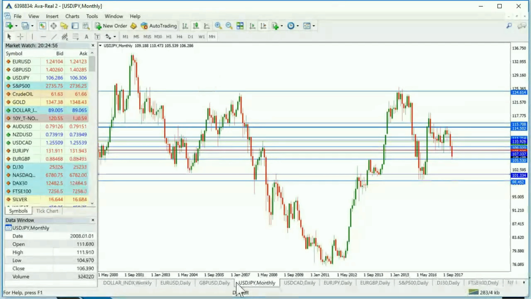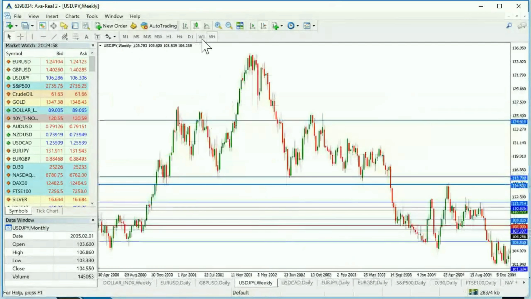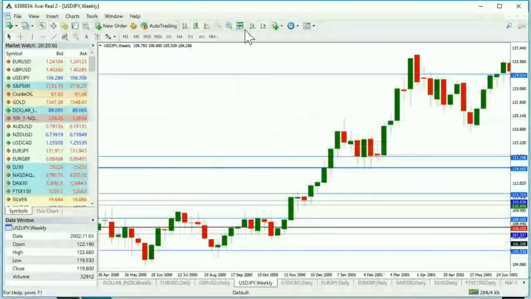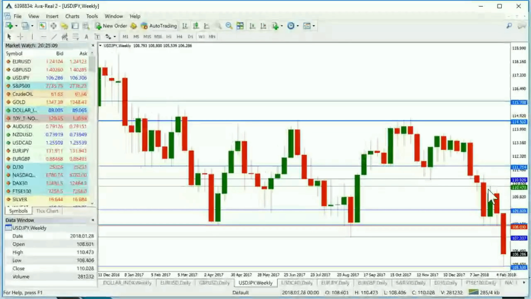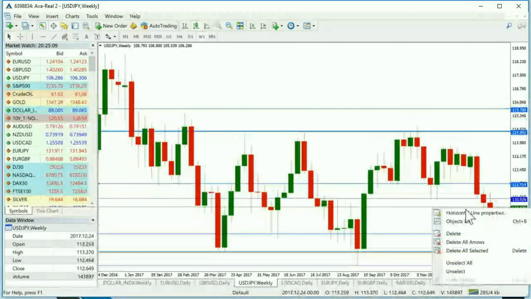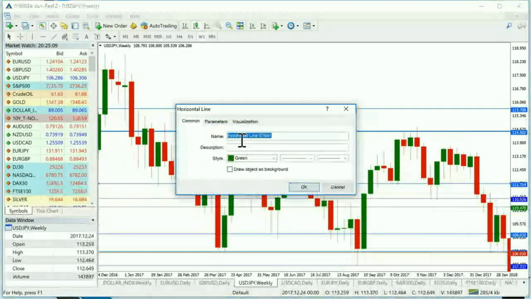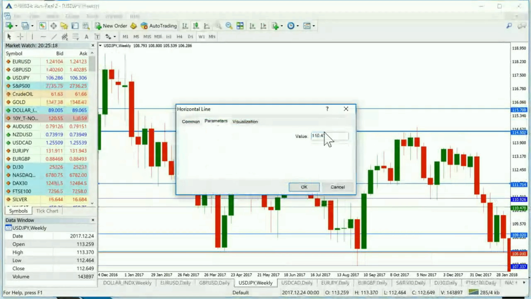Okay, with that in mind, let's go back to the weekly and zoom in as tight as we can, and we'll work with the new highs and lows of this market. So the high is the 108.80. So let's change this level. This is the 108.80 level.